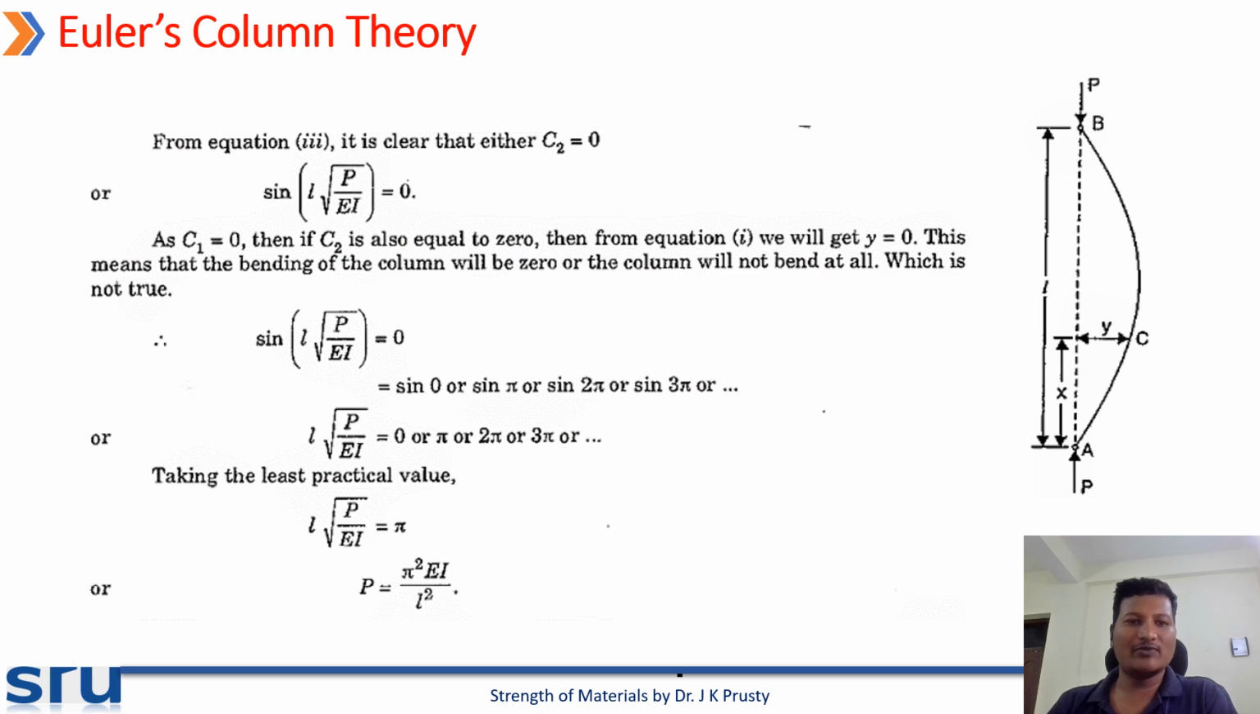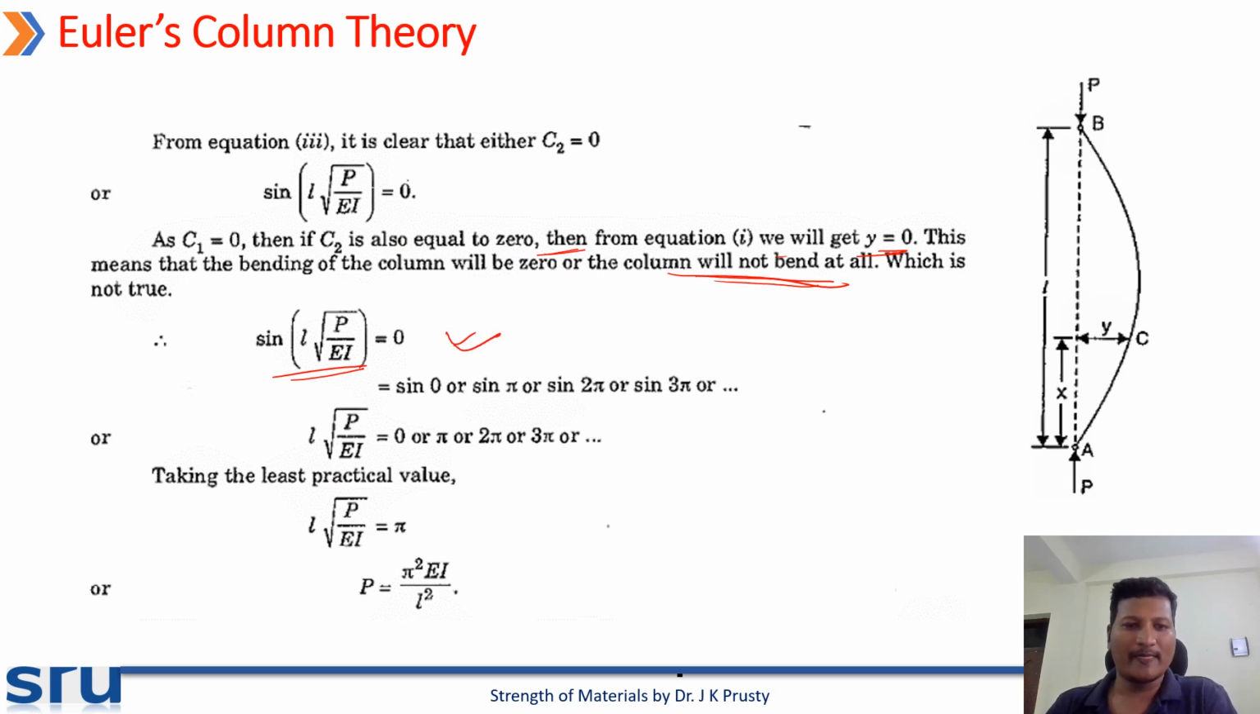We already calculated C1 is equal to 0. Then if C2 is also equal to 0, then from equation 1 we will get y is equal to 0. Yes or no? Which means that the bending of the column will be 0, or the column will not bend at all. But this is not true. There is a deflection in the column. Then that means sin L root over P by EI is equal to 0. So C2 cannot be 0.